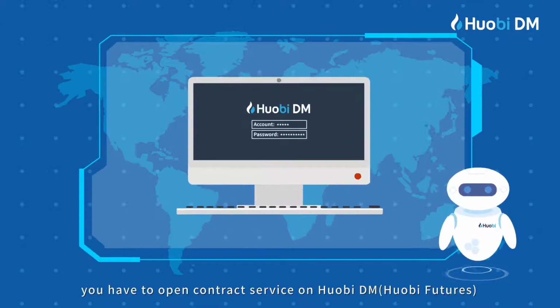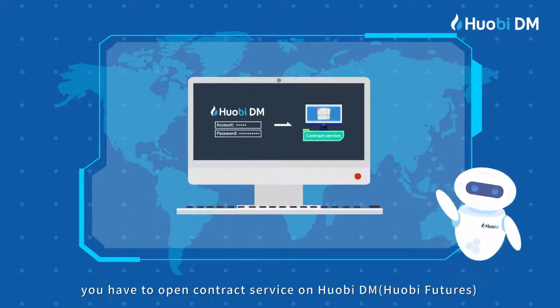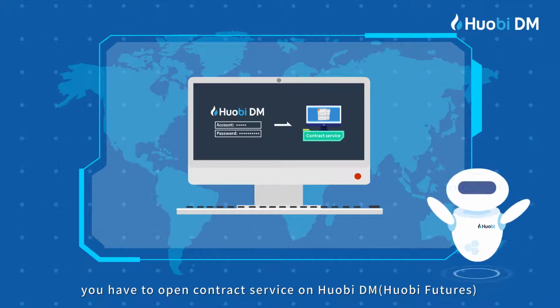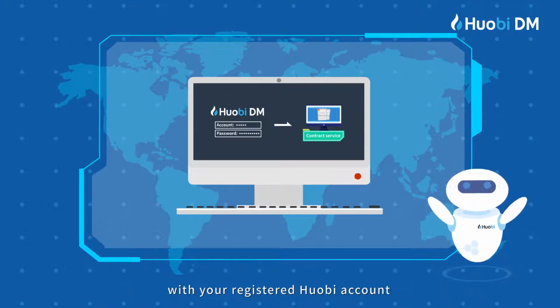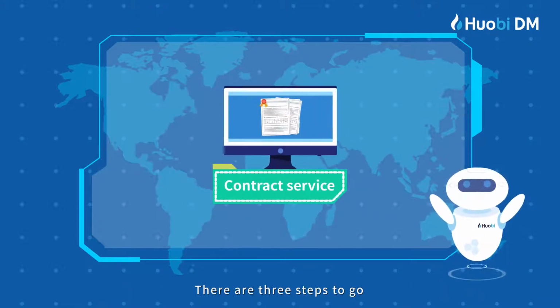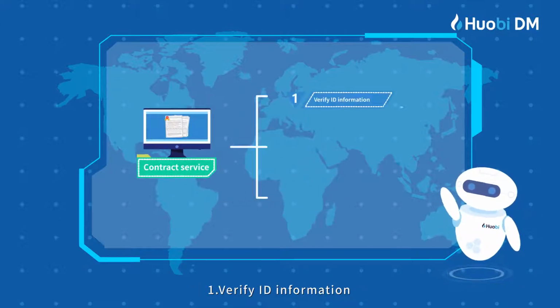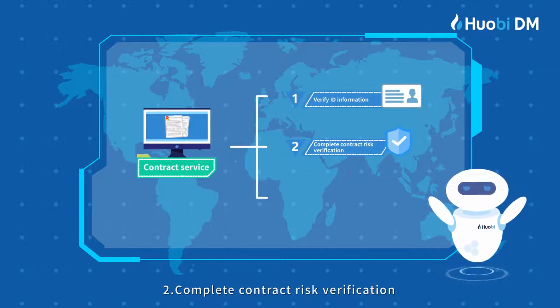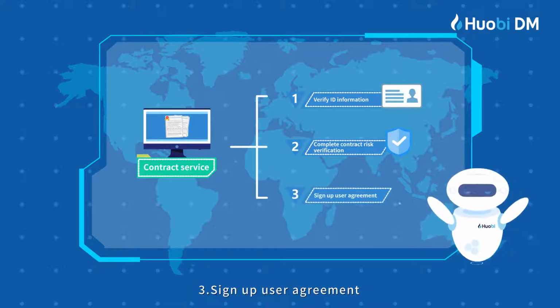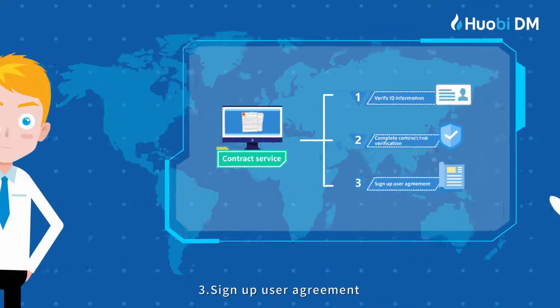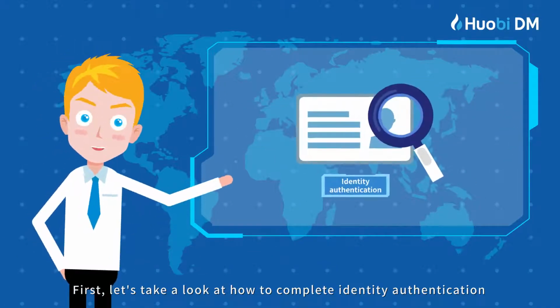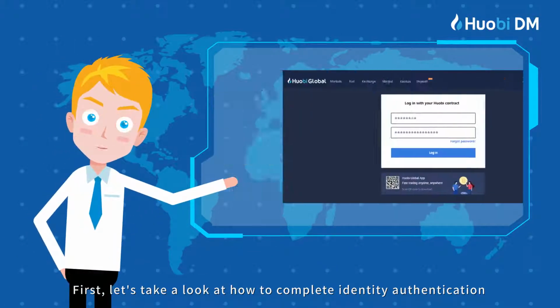Before trading, you have to open contract service on Huobi DM, Huobi Futures with your registered Huobi account. There are 3 steps to go. 1. Verify ID information. 2. Complete contract risk verification. 3. Sign up user agreement. First, let's take a look at how to complete identity authentication.